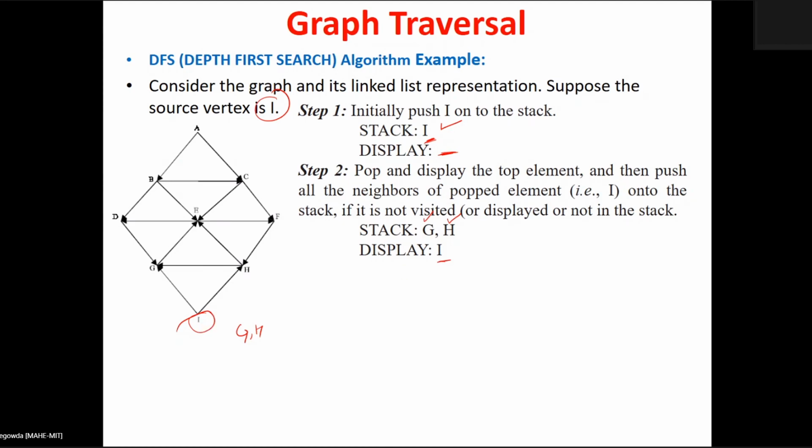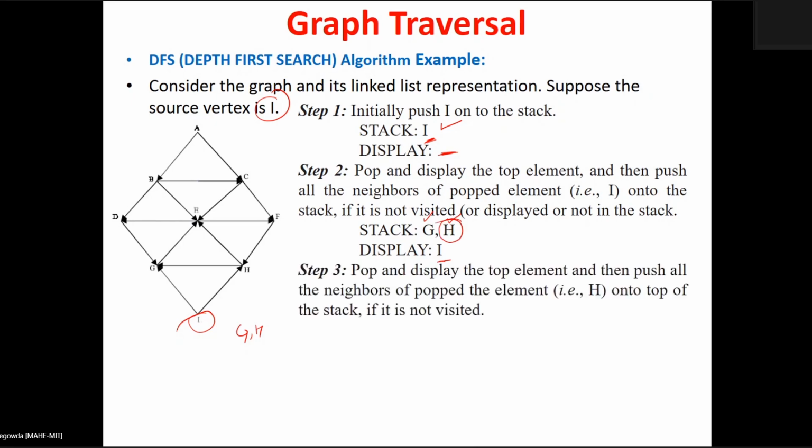In the next step, you take out the top element from the stack. Which is the top element on the stack? That is H. So pop and display the top element, H. Then in the next step, you find the neighbors of H. After finding them, you check whether any neighbor of H is already visited, already displayed, or already on the stack. If so, there is no need to push the same neighbor once again onto the stack.